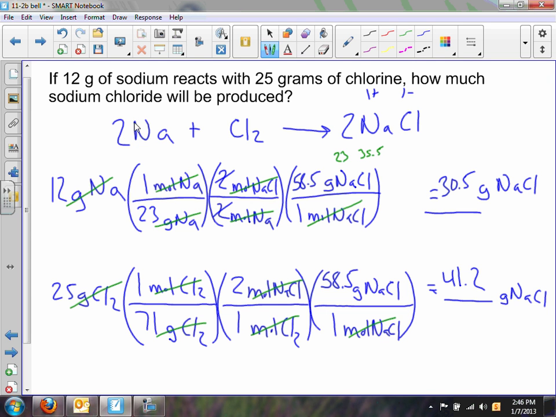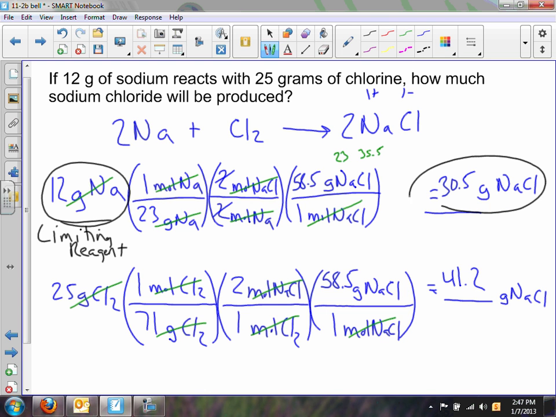So the one that limited my production of sodium chloride was the sodium. So that would be my limiting reagent because it produced the fewest amount of product. And to answer the question, how much sodium chloride was produced, that would simply be this, 30.5 grams.